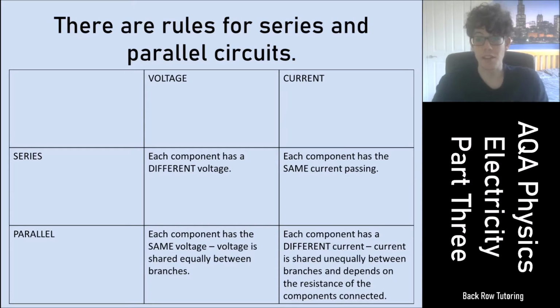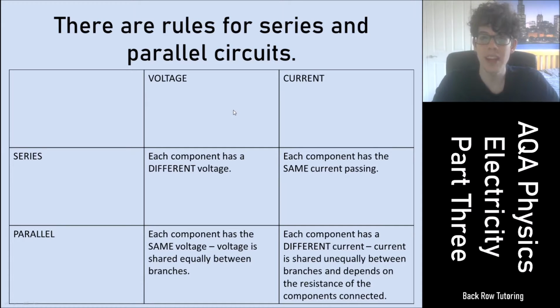So here are the rules for the series and parallel circuits. Series circuits, voltage. Each component has a different voltage. So if you have a series circuit and let's say you've got 3 lamps connected in series in a circuit, each component will have a different voltage depending on its resistance. So if you have a bulb with a higher resistance, then that will have a higher voltage.